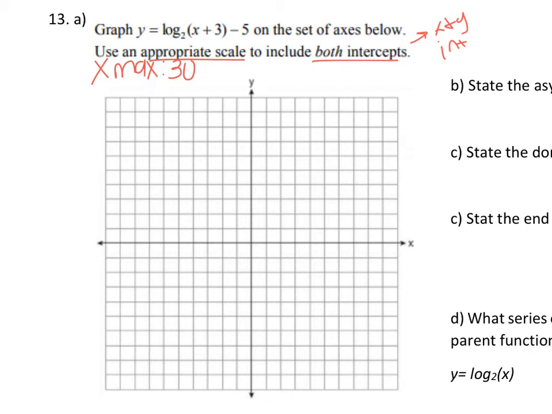Also, this is nice because you can count by threes. You can count by threes and scale appropriately. 3, 6, 9, 12, 15, 18, 21, 24, 27, and 30. And then this is -3. This is also really good because if you look at the equation, -3 is actually the asymptote, because if you plug in -3 for x, you'll get 0. So that actually works out really nicely.